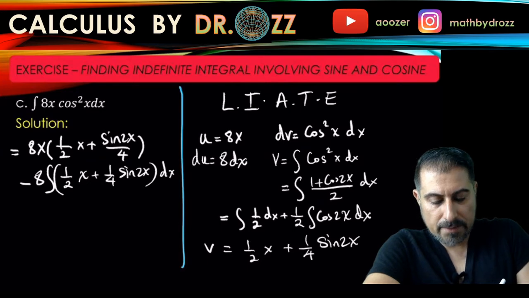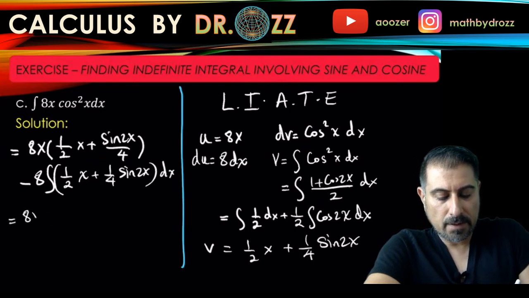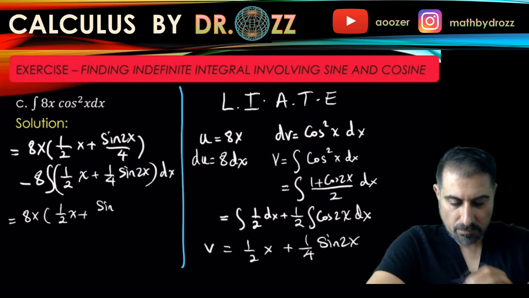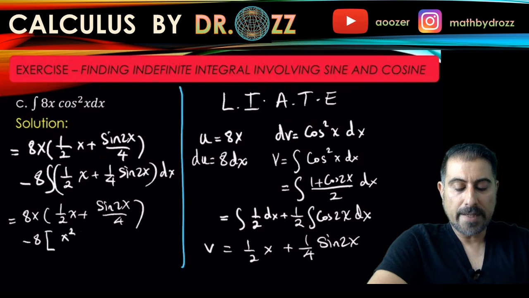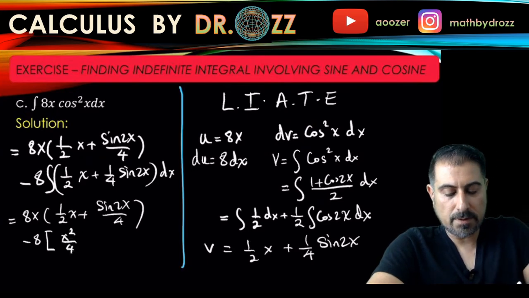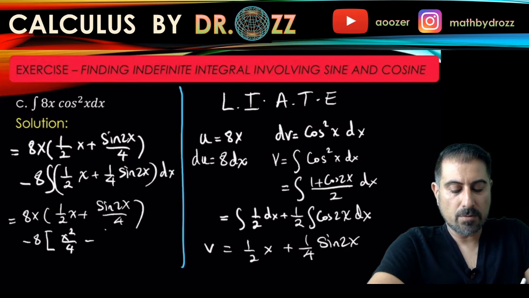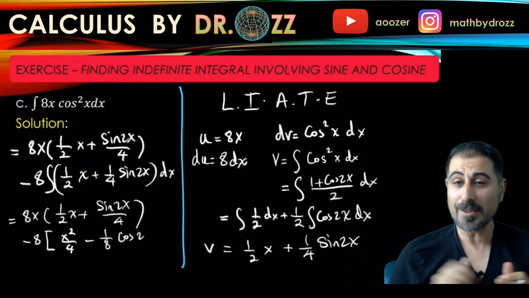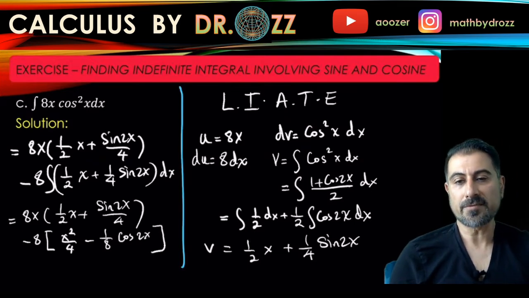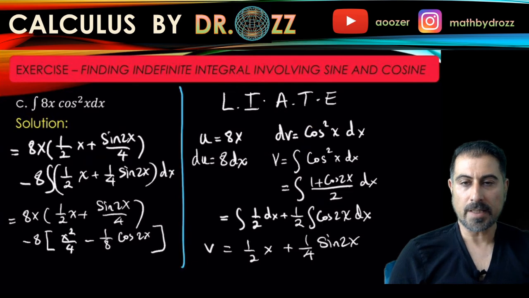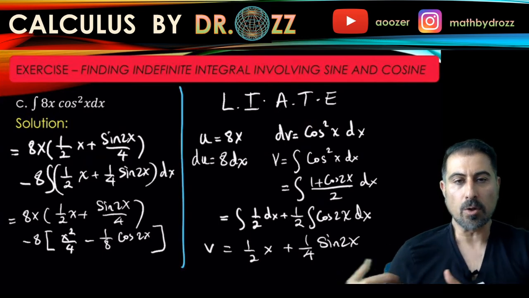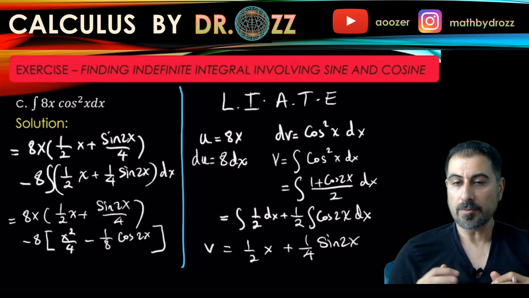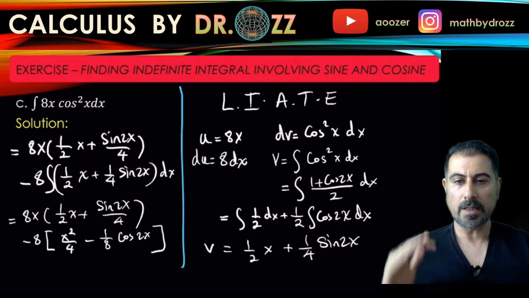Okay, so 8x times (1/2 x plus sine 2x over 4), minus 8 times the integral. The integral of x is x squared over 2, so this should be x squared over 4. And sine 2x has the integral negative 1/2 cosine 2x, so that's negative 1/8 cosine 2x. Again, there's a lot of integrations going on here. Please pause the video and verify each step carefully. There's a hidden u substitution when I integrated that, but at this level I skipped that because we covered them all in earlier sections. If you're still rusty though, just go at your own pace, please. Pause the video and digest every single step.